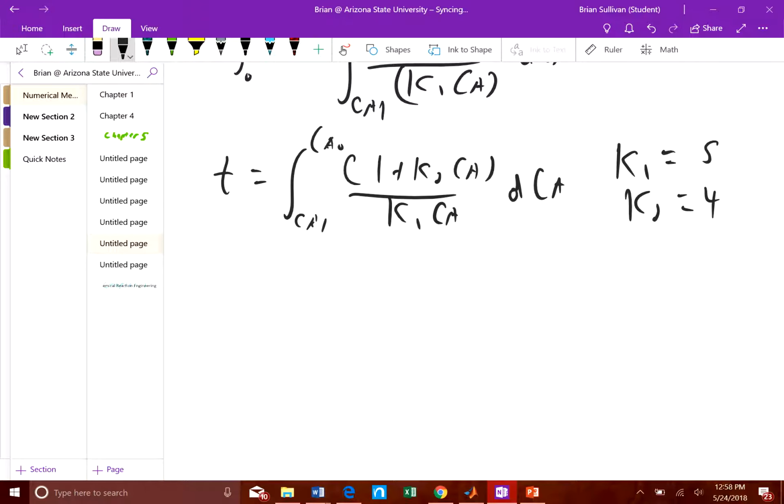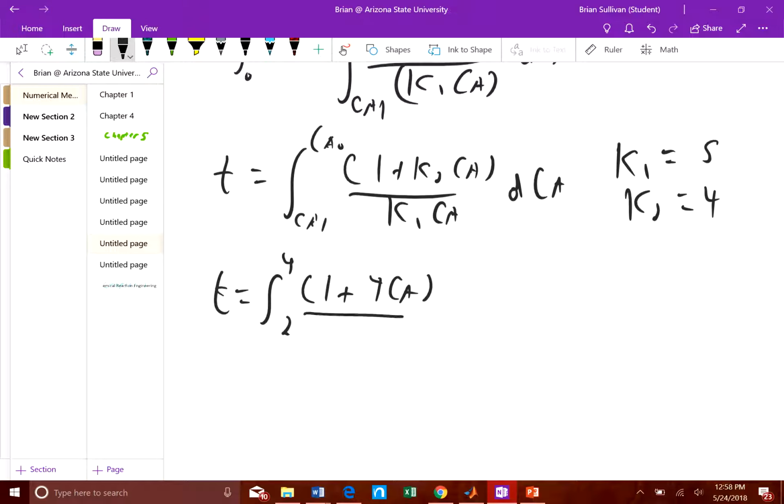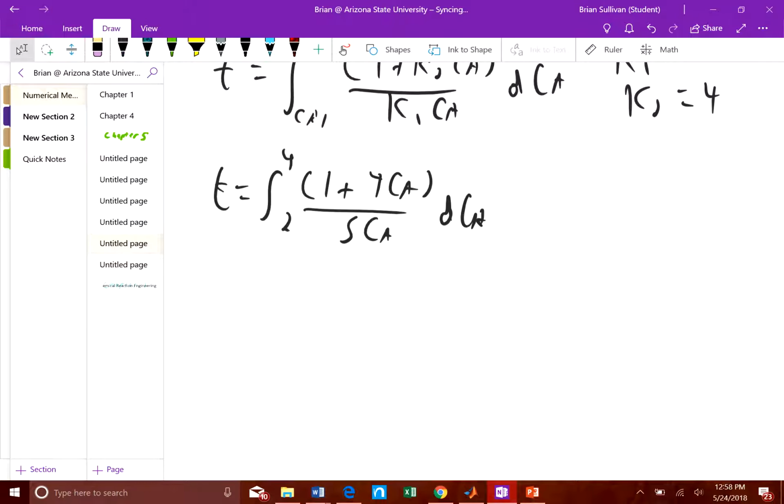Okay, so let's do this. Time is equal to the integral from C_A1, which is 2, to 4, of (1 + 4C_A), because that's for K2, over 5 C_A, dC_A. There we go. Okay, guys, we're nearly there. I'm excited. So I could do many things here. I could pull the 1/5 out, all that stuff. I'm actually going to do that. All right. So let's pull 1/5 out here. Let's have (1 + 4C_A) over C_A. And that gives me dC_A.